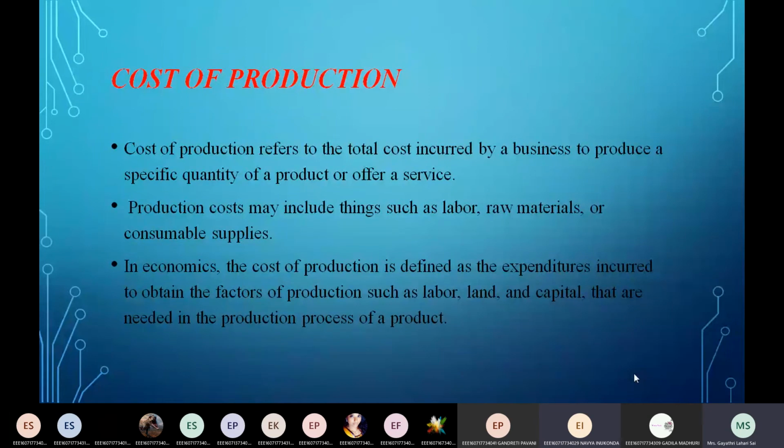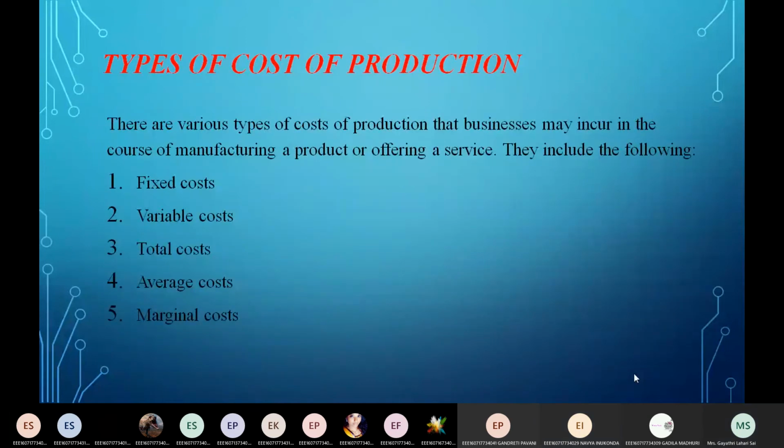Ma'am, next slide. Navya, please tell us the types of cost of production again. Please explain this again for us, the fixed cost, variable cost, total cost, average, and marginal cost in detail. Okay, ma'am. Yeah. Continue.